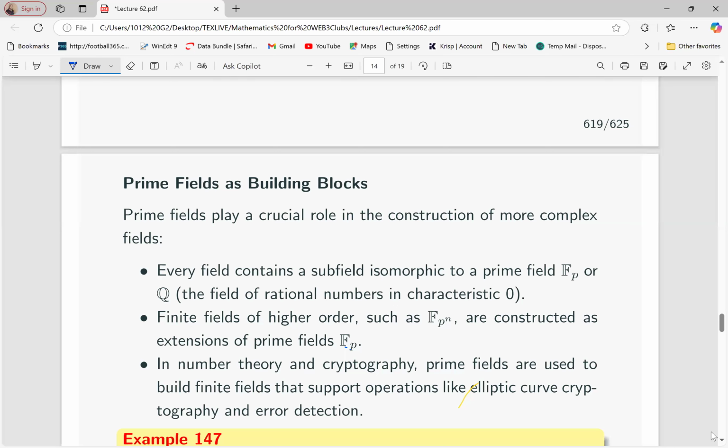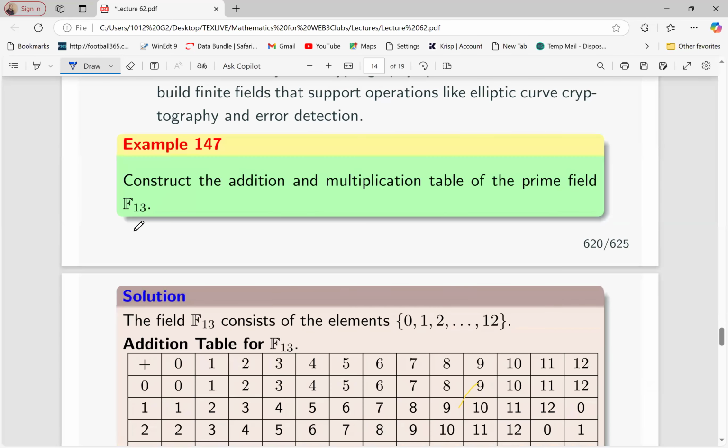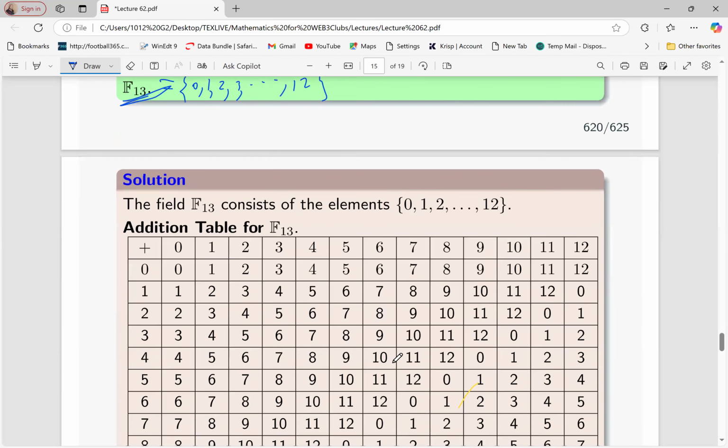Let's look at this example. The example is to construct the addition and multiplication table of prime fields. This is very easy. Let's begin with the addition table. We know the elements here: 0, 1, 2, 3, all the way up to 12. Those are the elements, and we want to add all of them. We make the addition table with those elements along the top row, and again in this column.